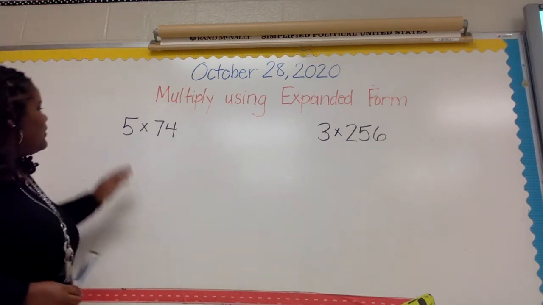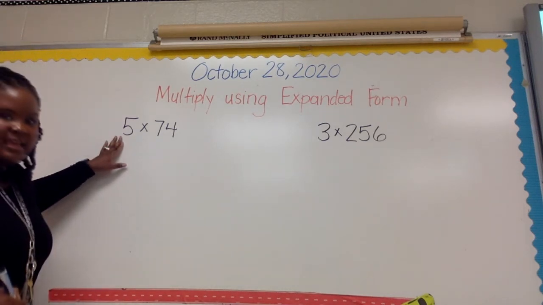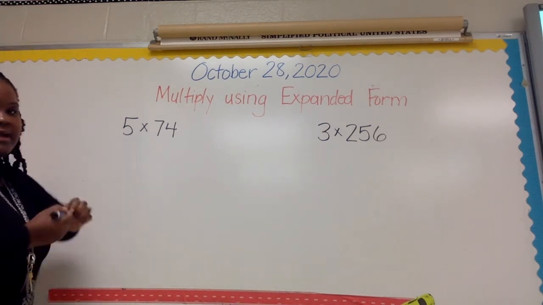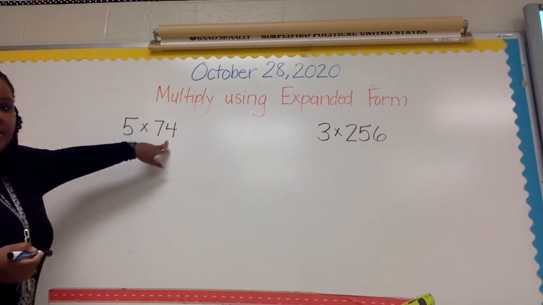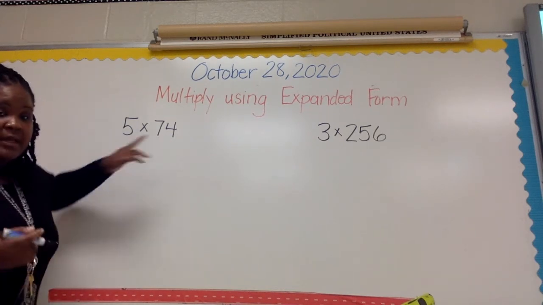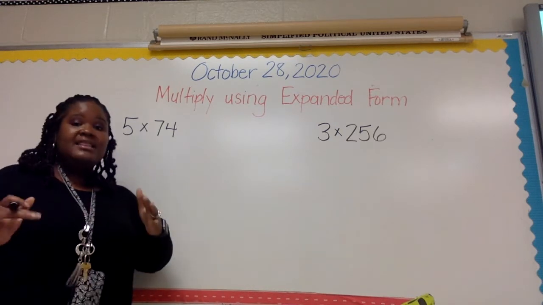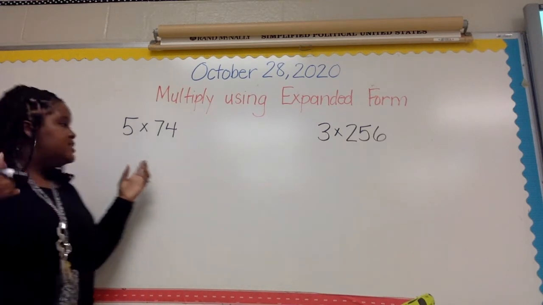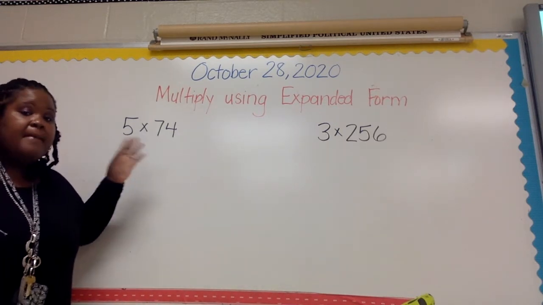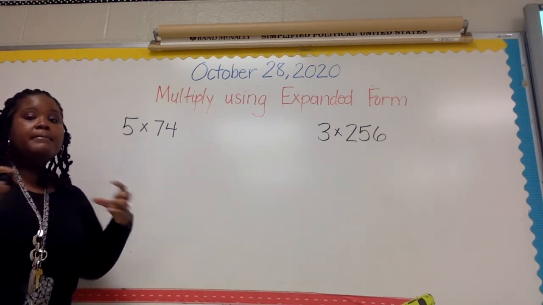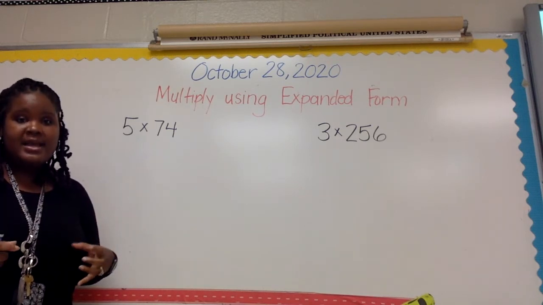Here we go. So if I'm doing expanded form for this, I've got to break this number right here, the number 74, down, okay? Because remember, whenever we expand anything, that means to make it bigger. And so when we're expanding numbers in math, we're going to make the problem bigger. We're going to break it all the way down, okay?